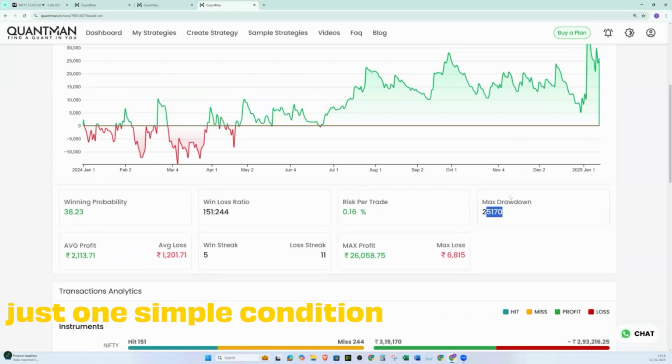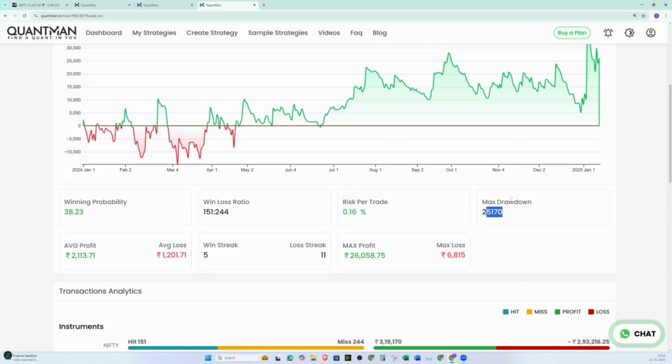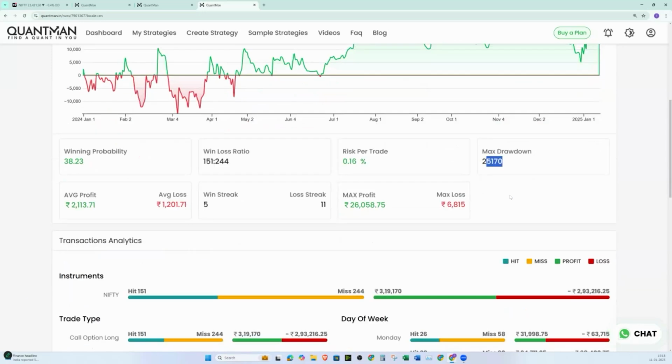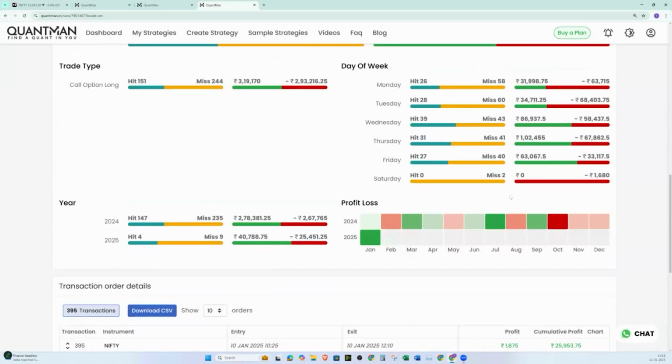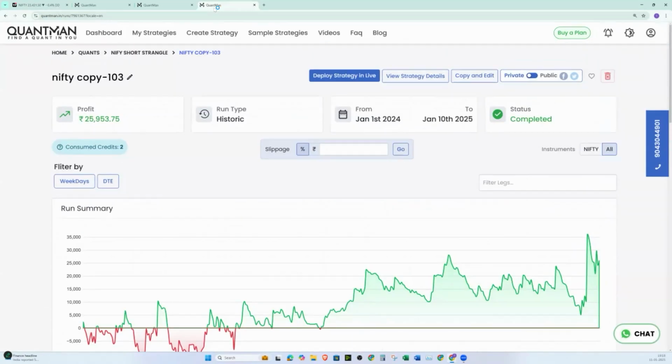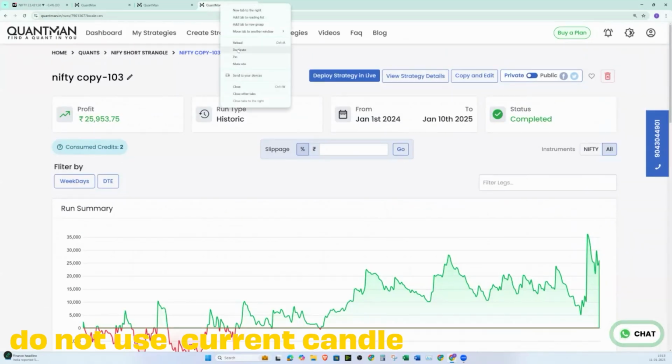Just one simple condition isn't enough to create a good strategy. We need multiple indicators, multiple conditions to optimize the strategy to generate better results. Okay, now you can see each and every trade. With the same data, you don't need to use the current candle.